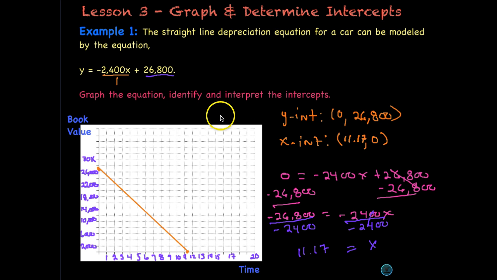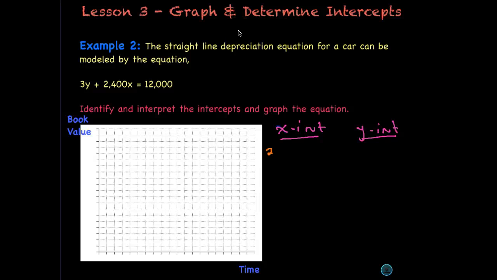So let's interpret them. Well, our first intercept here represents our original cost. That's what that y-intercept represents. We paid $26,800 at year 0 before we depreciated it at all. Then our x-intercept represents the total useful life of 11.17 years. And this means that our asset will be worth 0 after 11.17 years. Now we've interpreted our intercepts. Let's try another example.